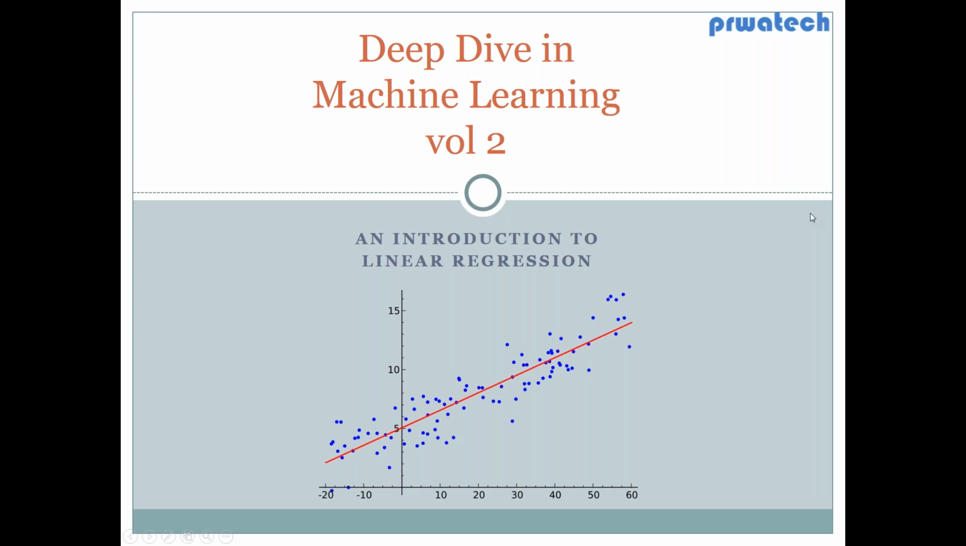There are different kinds of linear regression. One is simple linear regression with two variables, and multiple linear regression, where you can see multiple lines. In today's topic we will cover simple linear regression. If time permits, I will go through multiple linear regression.